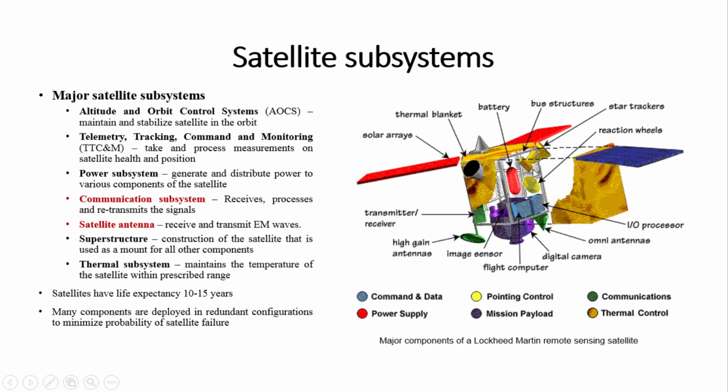Red color is used to supply the power, that is power supply. After that, navy blue color is used for mission payload, and this golden color is used for thermal control. So these are the major components of the Lockheed Martin remote sensing satellite. Here everything is placed together so that the satellite can function properly without any disturbances.